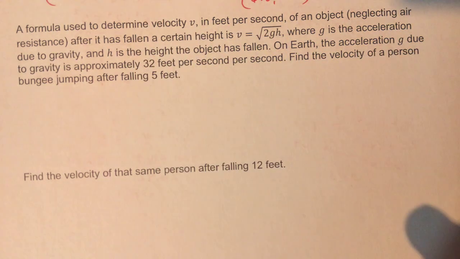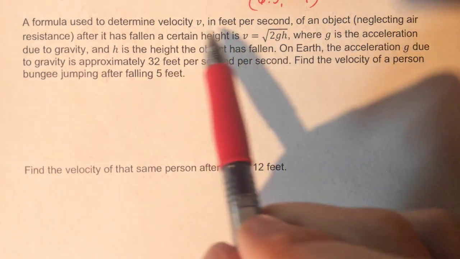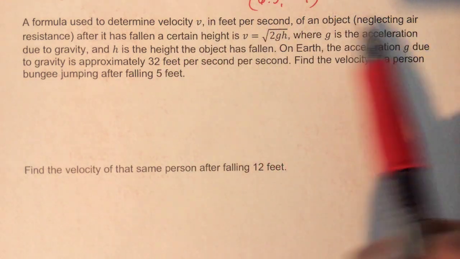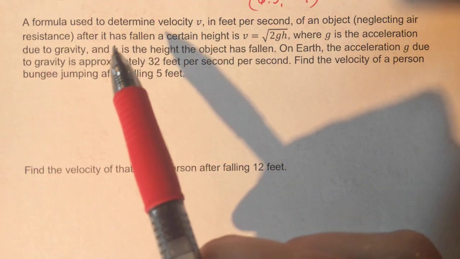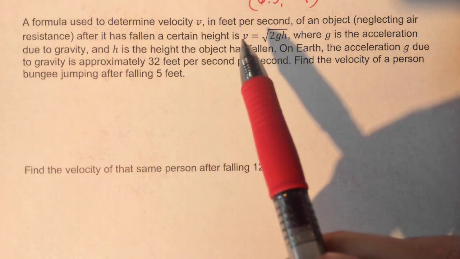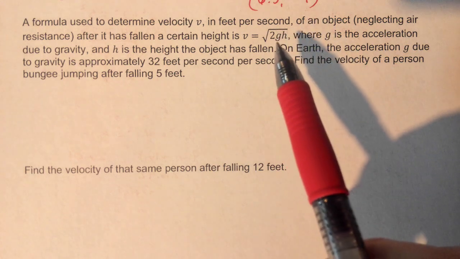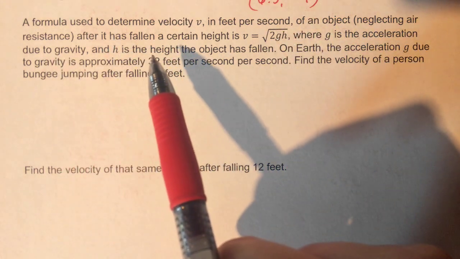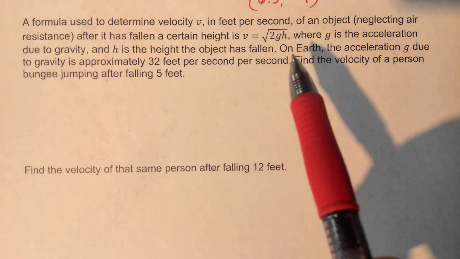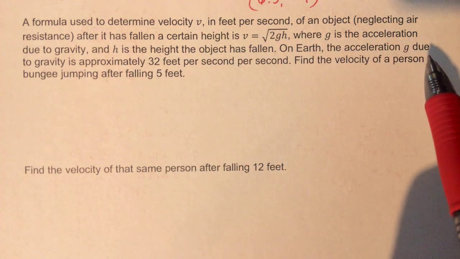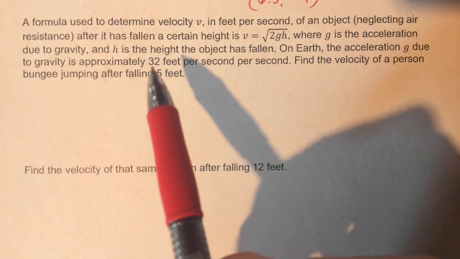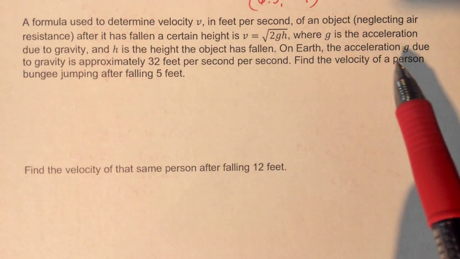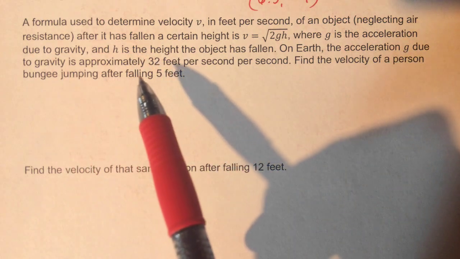So let's just read this one real quick. A formula used to determine velocity, v, in feet per second of an object, neglecting air resistance, of course, after it has fallen a certain height is v equals the square root of 2gh, where g is the acceleration due to gravity and h is the height the object has fallen. On Earth, the acceleration g due to gravity is approximately 32 feet per second squared. Find the velocity of a person bungee jumping after falling 5 feet.